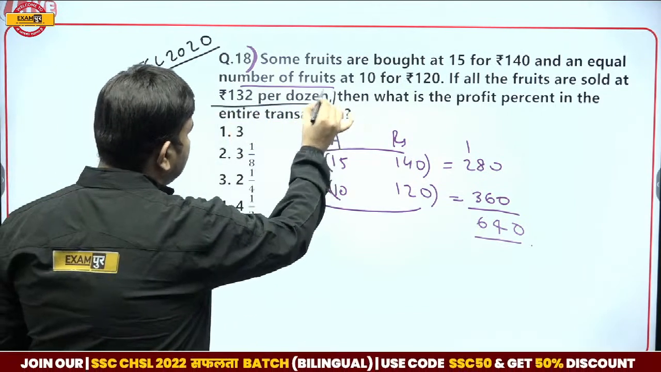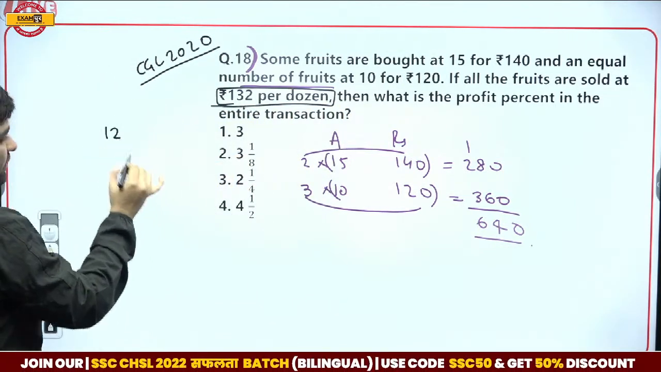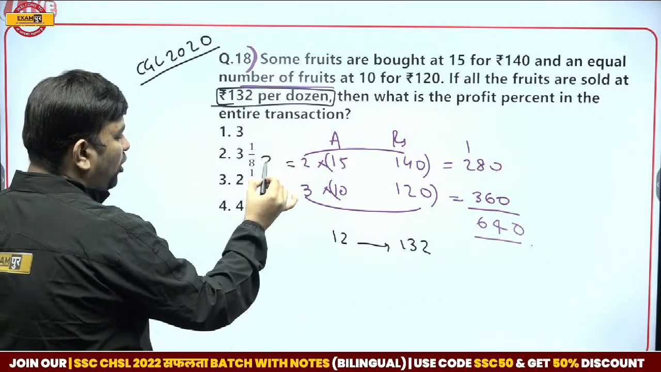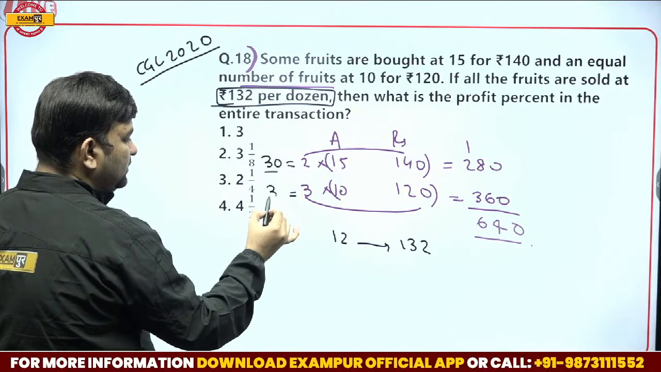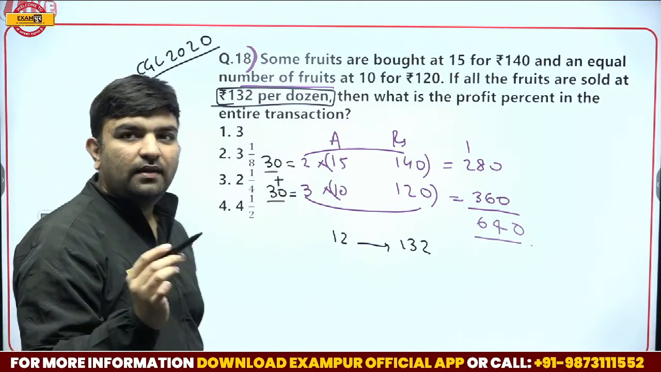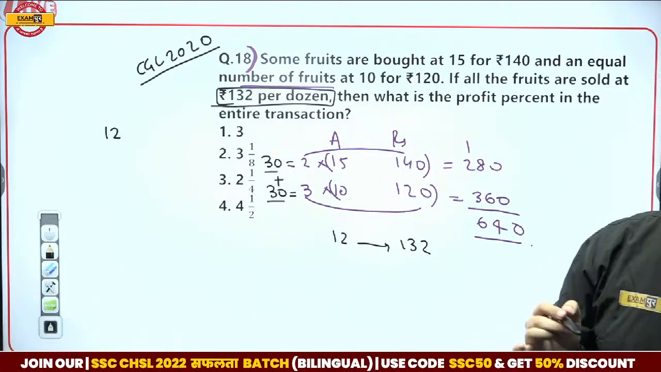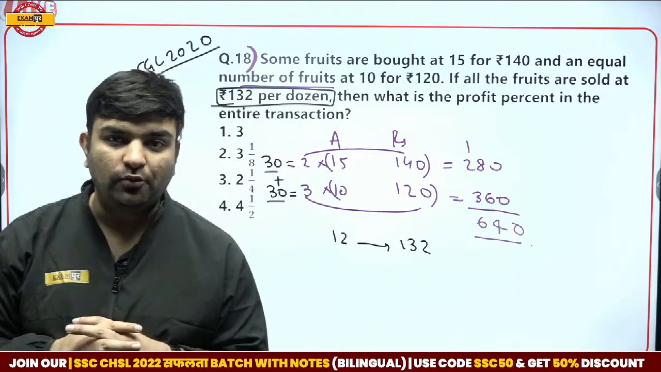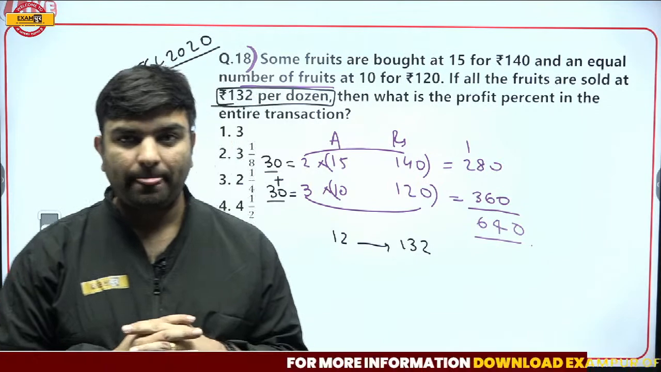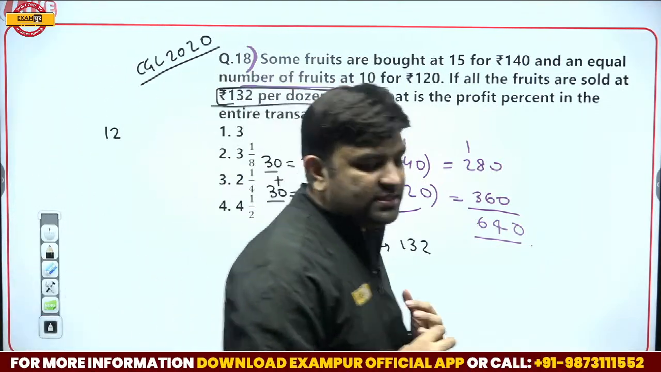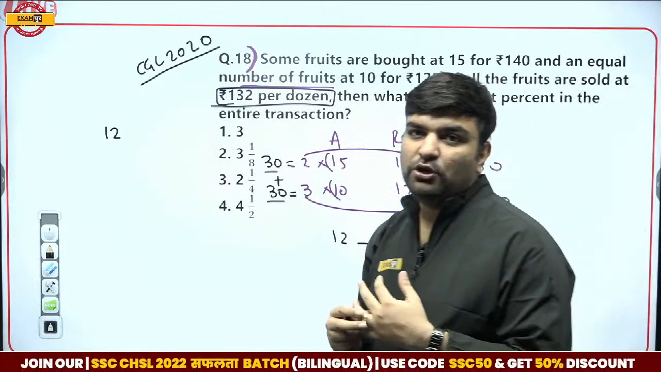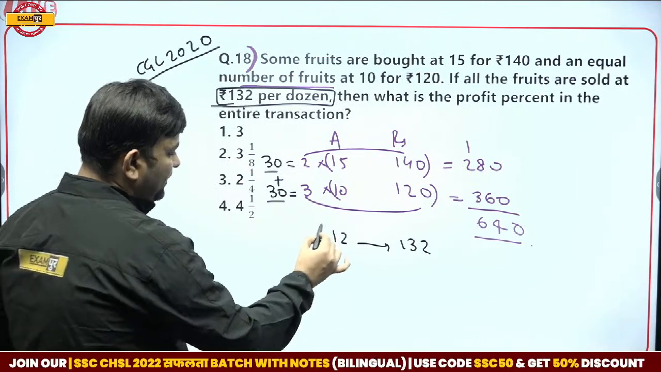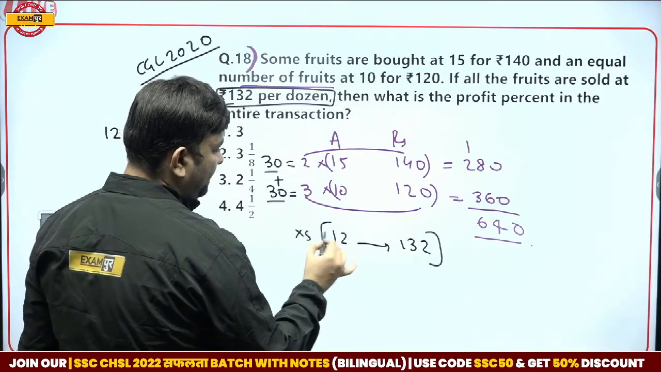Selling 132 per dozen. Per dozen means 12 are sold for 132. How many did you buy, dear? You bought 30 plus 60. So if you bought 60, you should be selling 60 as well to calculate profit and loss. Then only you can calculate profit and loss. So multiply by 5 over here to make it 60.